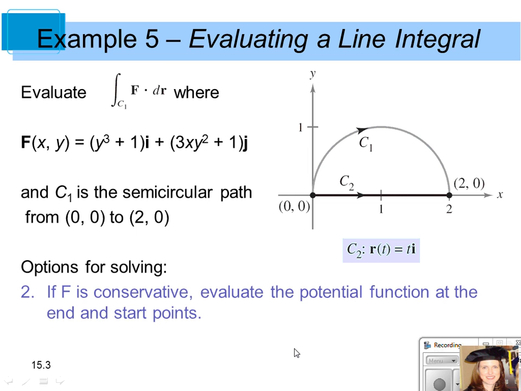So the second option, if it's conservative, let's evaluate the potential function at the endpoint and the start point. To test if it's conservative, this is your M, y cubed plus 1, and N is 3xy squared plus 1. You take the partial of N with respect to x, 3y squared, and the partial of M with respect to y, also 3y squared. So we can check if it's conservative, and if it is conservative, we're going to take the antiderivative of this M with respect to x and N with respect to y.